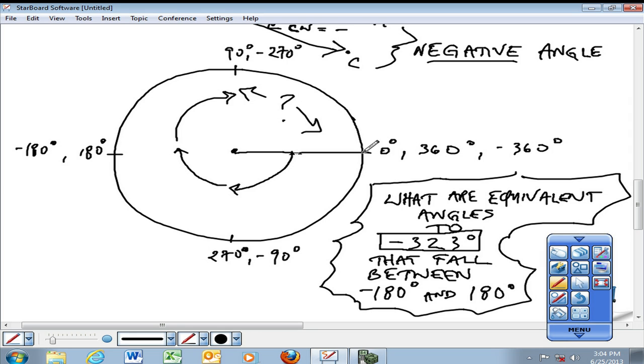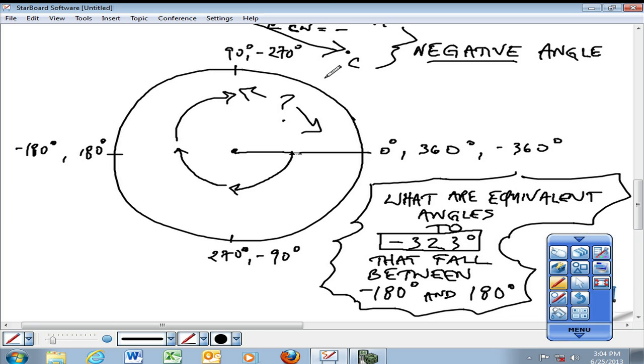If we go all the way to this point, we've passed our negative 323. Does that make sense? All right, so first off, the idea is just to wrap your mind around where is negative 323 located on our circle here. Where is it? You know that it's somewhere in this quadrant.